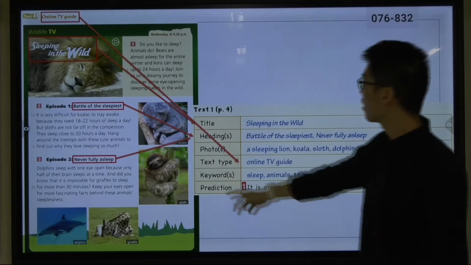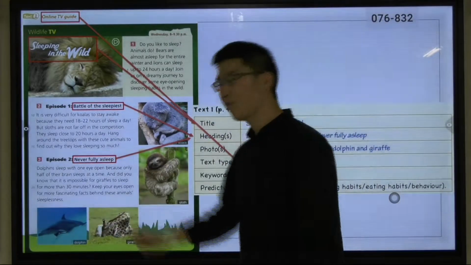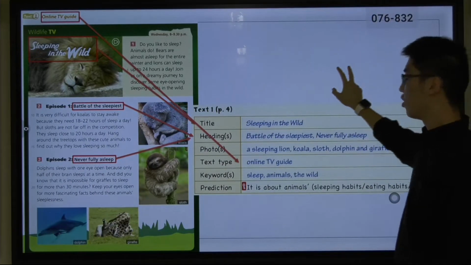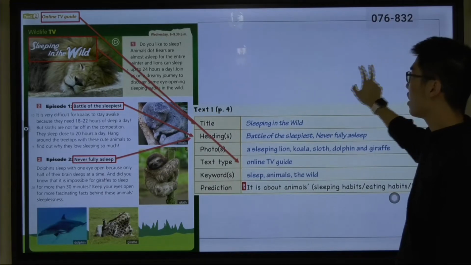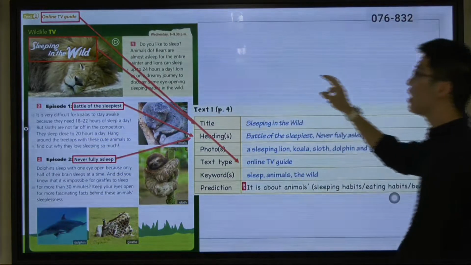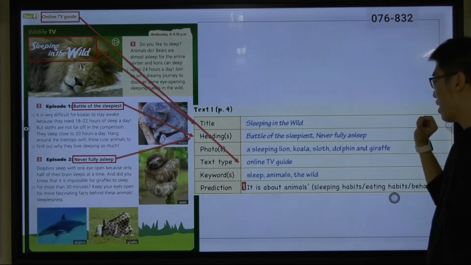Photo is what you can see: a lion, a koala, a giraffe and a dolphin, etc. Okay, so just simply write that down in your textbook. Okay. So for text type, you can see on the top left corner, online TV guide. So it's just simple. Okay, you can do it easily.